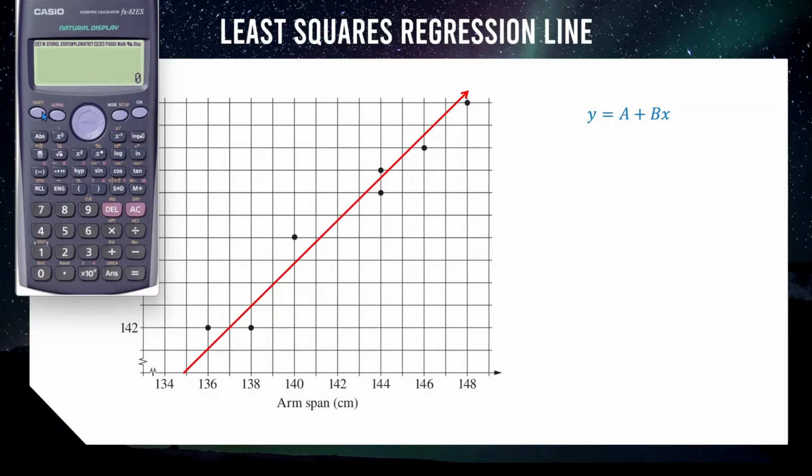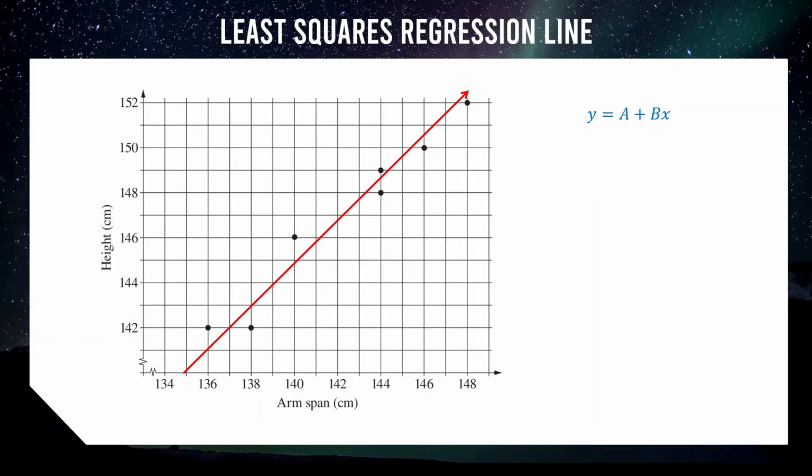Now we clear that again. We go back into reg in the stats menu, and then option 2 is your B, which is your gradient. And for this one, the gradient of the line is about 0.866. So we write those down. We have our A, we have our B, we sub them into here, and now we have the equation of our least squares regression line, which is a line of best fit in the scatter plot. Okay, so that's how you do that.